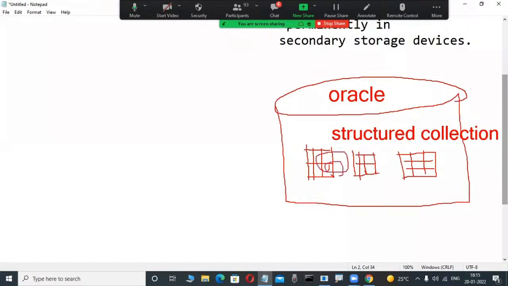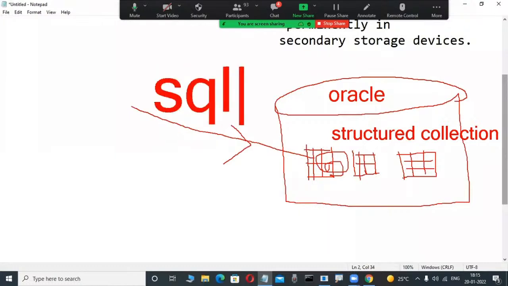Once a structured collection of data is there, we operate this data by using some language. What is that language? Maybe anybody has an idea? SQL is a language, Structured Query Language. Through this language only, we operate data, this structured data in relational databases. But MongoDB and those types of databases are different. There is no SQL there. That uses JavaScript and those types of languages; you have an idea, no?